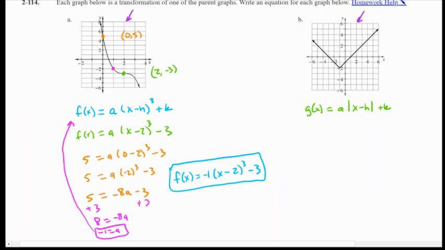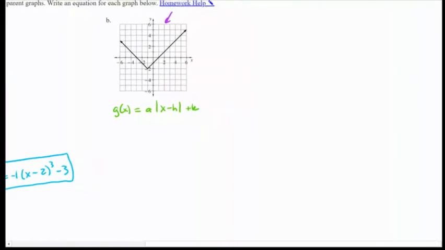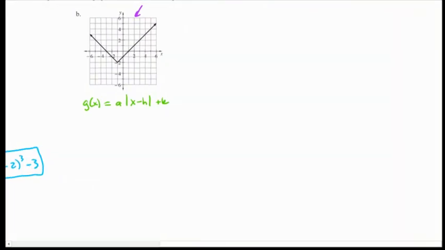And the same process is going to be what we use for this absolute value function, except when I talk about the turning point, that's really going to be the vertex here, or when it changes from decreasing to increasing. And that will tell me, so that's (negative 1, negative 2), that tells me my h and my k value. So g of x equals, still don't know what a is, times the absolute value of x plus 1, because of that minus a negative 1, and then minus 2.